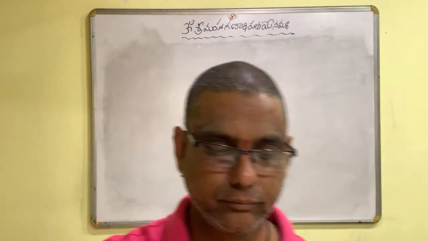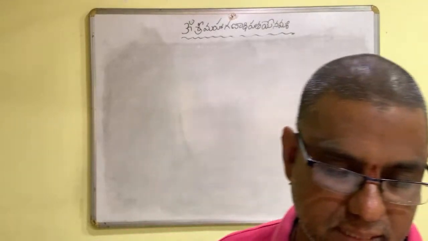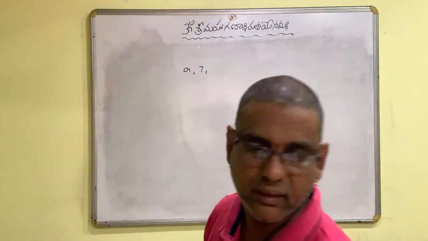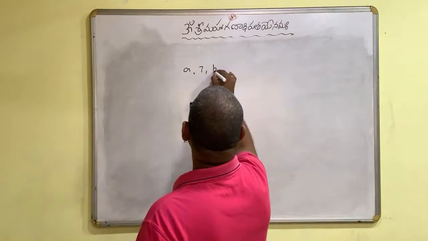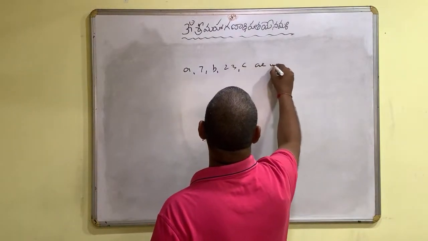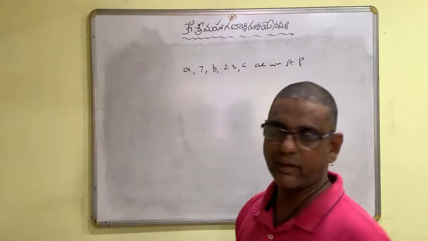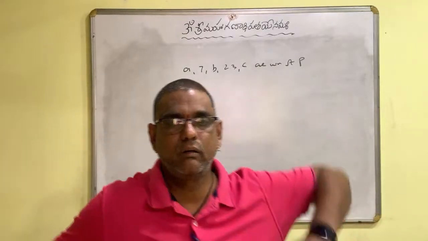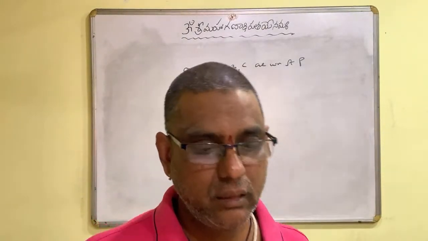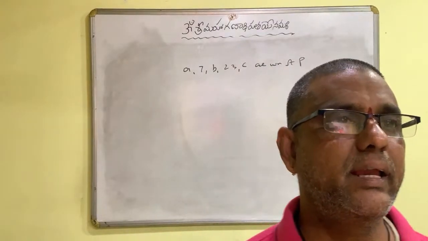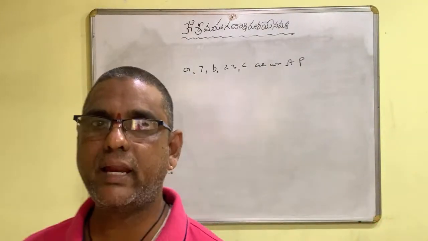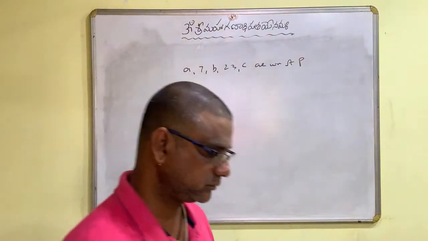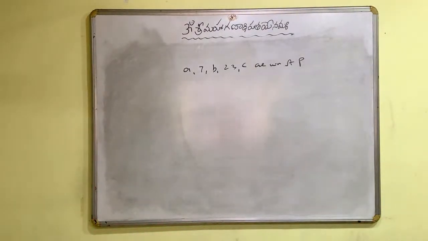Last question for today. If the numbers A, 7, B, 23, C are in AP, find A, B, C. The numbers A, 7, B, 23, C, they are in AP. We need to find out A, B, C values. I think you know how to solve this problem.